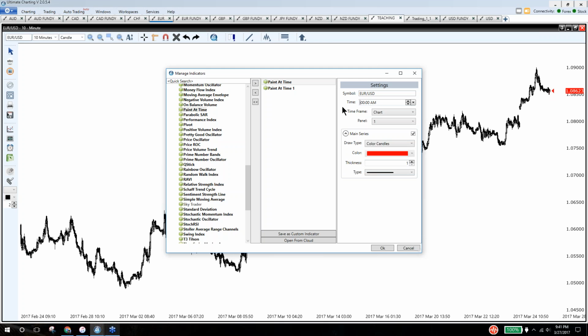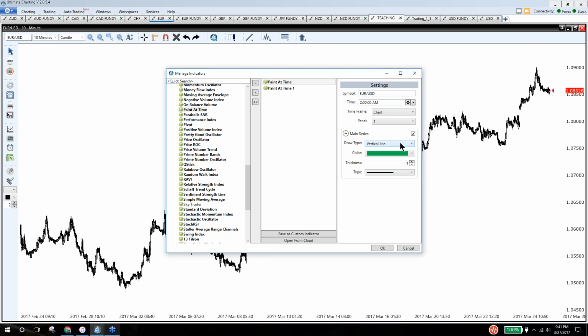This is going to be 2 a.m. Eastern time, right? I'm going to make this right here under the draw type. I'm going to make this a vertical line, and I'm going to make that line green so that I know that that's my start time. That's when I can look to start to set up.